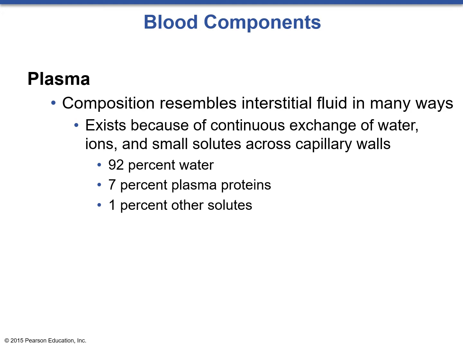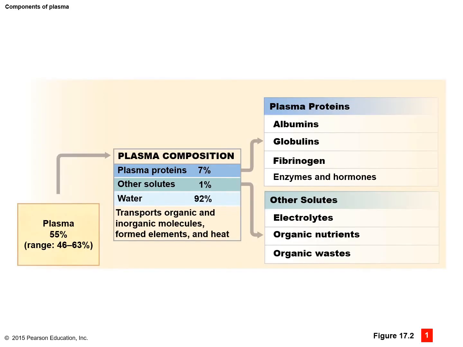Plasma is actually going to resemble the composition of interstitial fluid in many ways, specifically that it is 92% water. Plasma exists because of the continuous exchange of water, ions, and small solutes across the capillary walls. So this is why it's going to be the primary fluid medium through which all things travel. The rest of plasma is going to be composed of plasma proteins and other solutes.